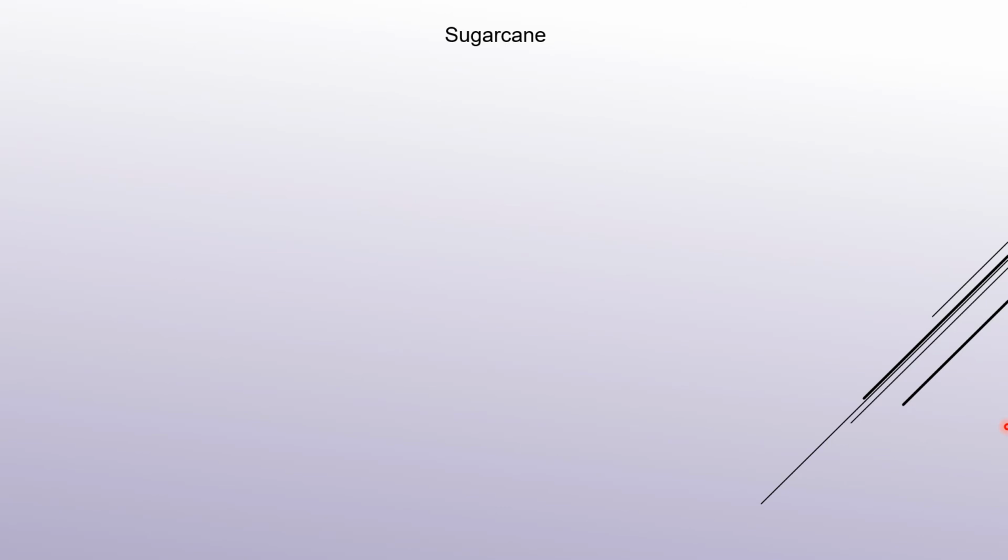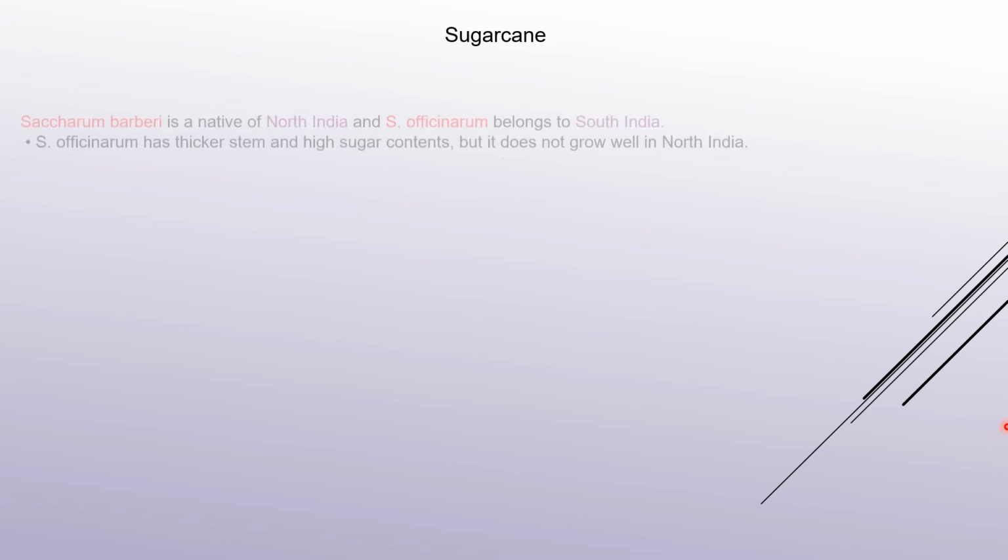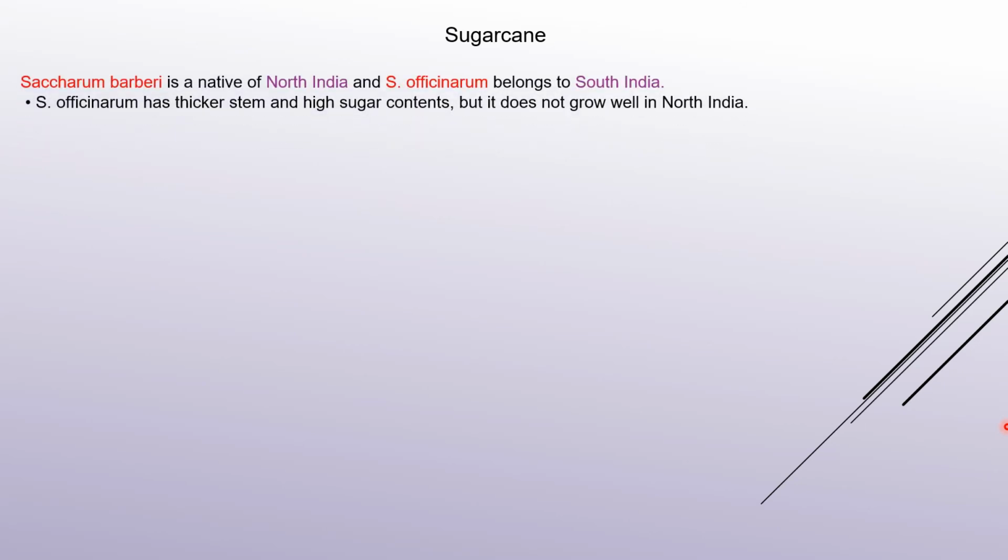Sugarcane. Now when you talk about sugarcane, we know that sugar is basically prepared from the sugarcane. This means sugarcane should produce a large quantity of juice so that sugar can be made. Saccharum barberi is a native of North India and Saccharum officinarum belongs to South India. Both are in the group of sugarcane. Now what is the scenario over here? Saccharum officinarum, which belongs to South India, has a thicker stem and high sugar content, but it does not grow well in North India.